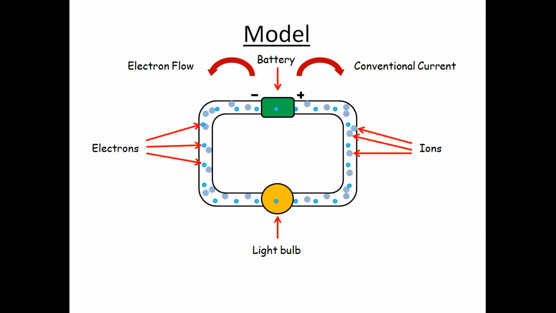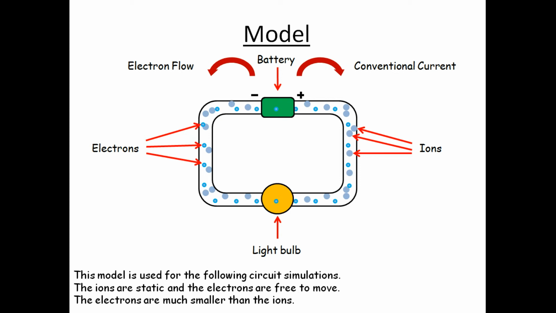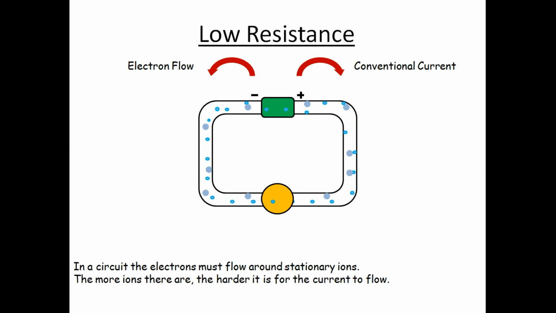Okay, so we're now going to use this model. The ions are static and the electrons are free to move. The electrons are much smaller than ions. Obviously, this is not to scale. In a circuit, the electrons must flow around stationary ions. The more ions there are, the harder it is for the current to flow.